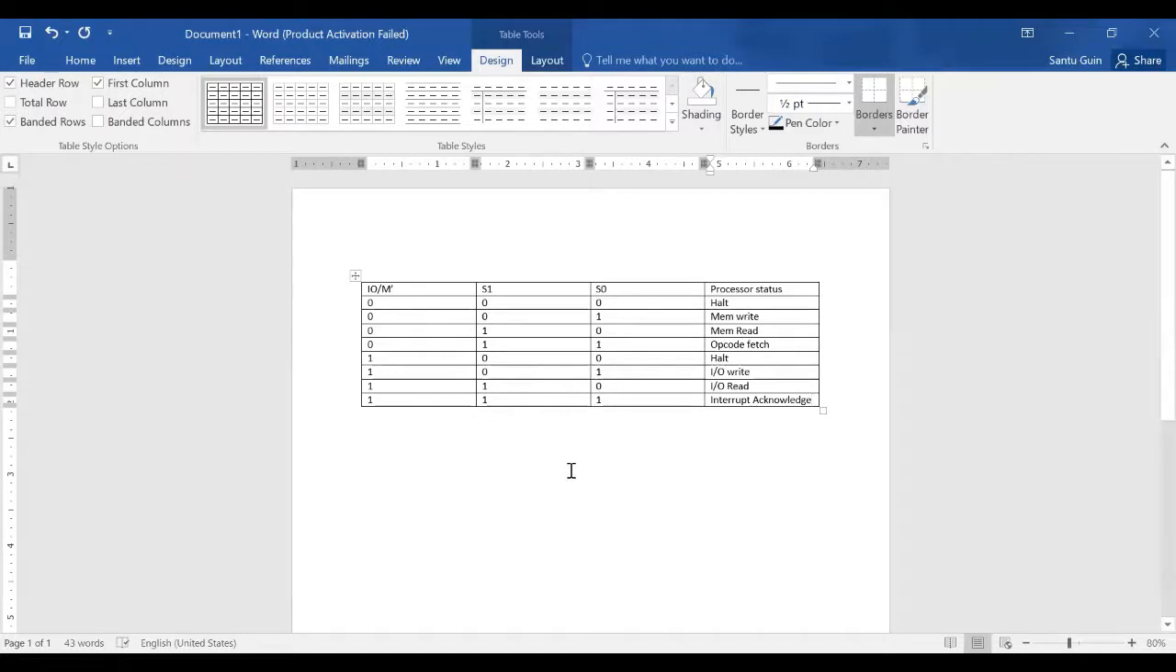Okay, if all signals are 1 1 1, it is interrupt acknowledge. So you have to remember this table when you'd like to draw the timing diagram of any instruction, so that you can specify the signal levels if it is required for any operation status, any processor status. Like for opcode fetch, every time this IO/M bar signal will be 0 and S1 and S0 will be 1 1. So you have to remember this table.